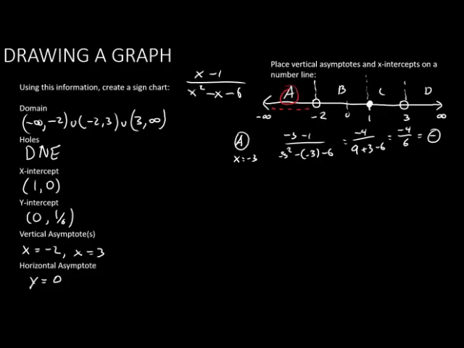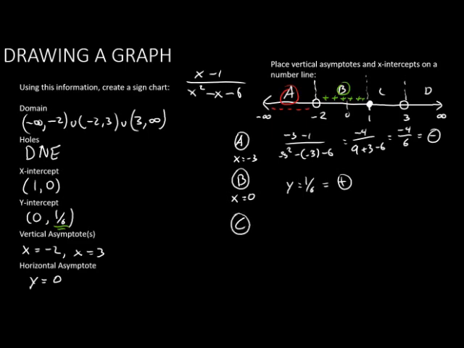Now we can move on to region B. Region B is between -2 and +1. Now thankfully, we have already found that if x equals 0, y must equal 1/6. Therefore, we don't need to do any additional math for region B. Because we have a y-intercept of 0, 1/6, we know that if x equals 0, y will equal 1/6, which is a positive number. This means that region B will be positive.